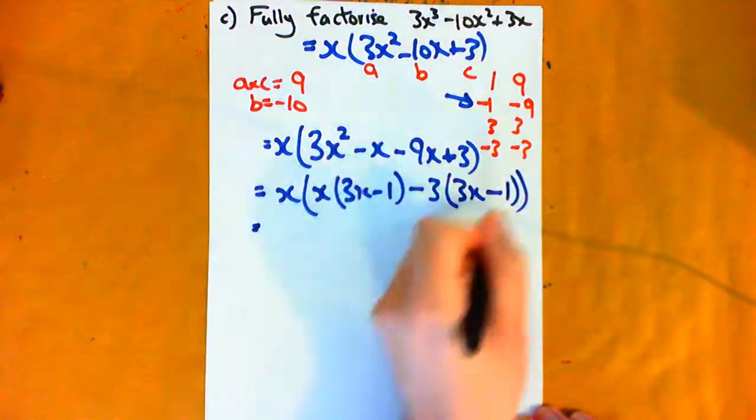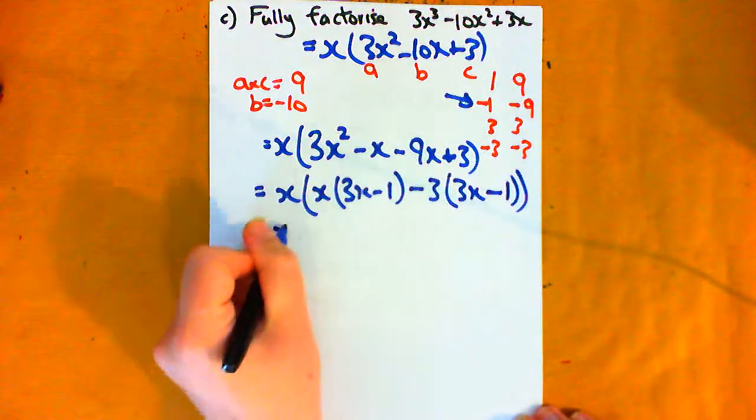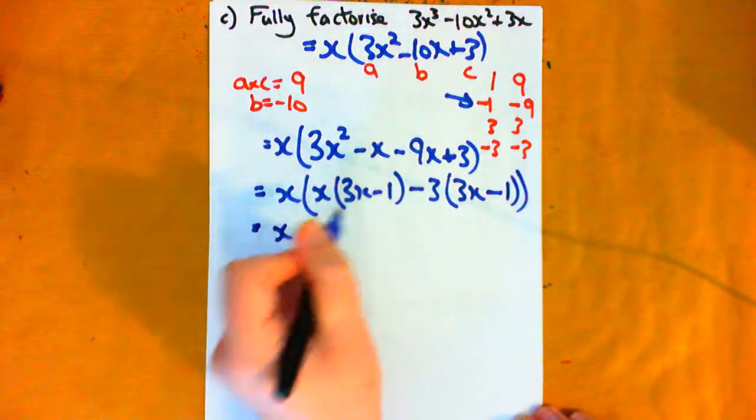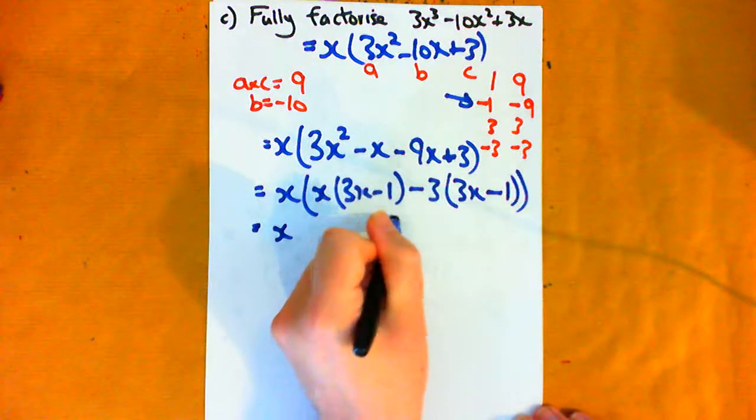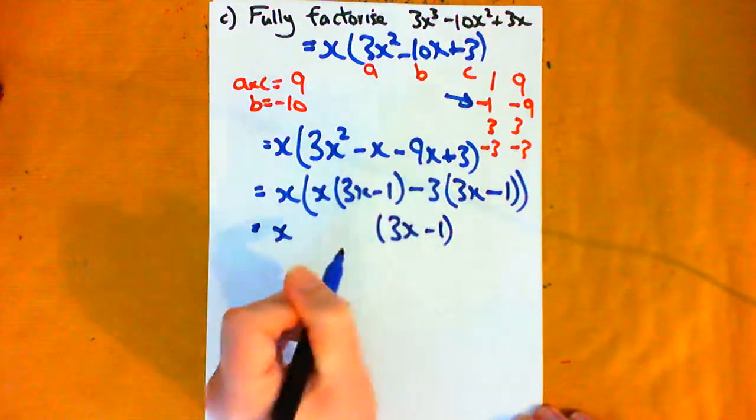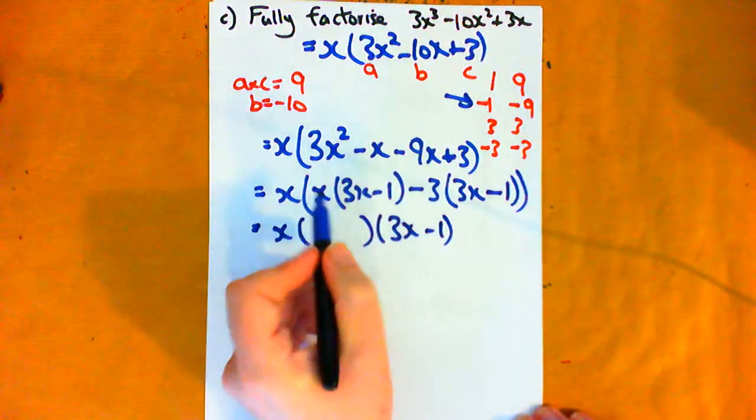Okay, so inside this bracket we have a common factor of 3x minus 1, so 3x minus 1 will be one of the brackets. What's the other one going to be?